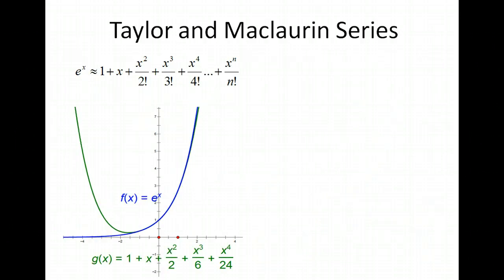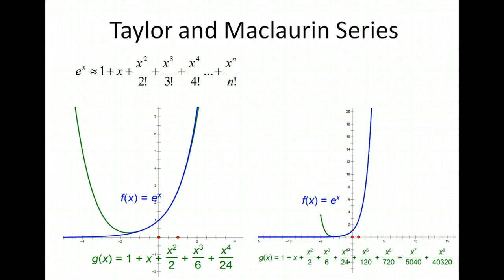Let's add on another term. Here we have the 4th degree polynomial, and you can see from this that as we move away from 0, the polynomial is a better estimate of e to the x. Let's try again, and this time we have an 8th degree polynomial. In that case, you can see how closely they match up on the right side. On the left side, they're still a little bit further apart. But if we took this out to infinity, the polynomial would be exactly the graph of e to the x.